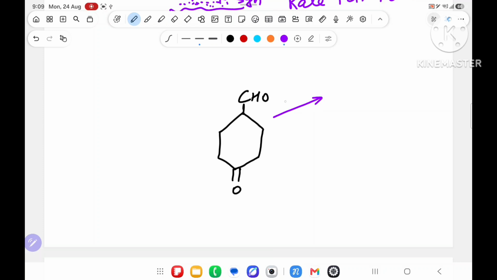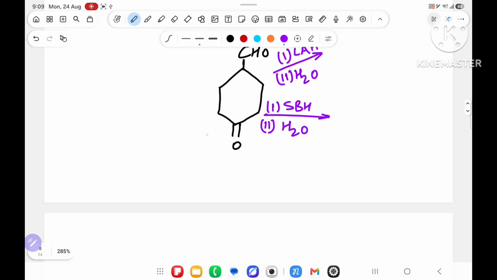Suppose over here the first reagent I have taken is LiAlH4, the second reagent I have taken is H2O. Second part: over here the first reagent I have taken is NaBH4, the second reagent I have taken is H2O. Over here the third part: the first reagent is B2H6 in presence of THF, and the second reagent is H2O.